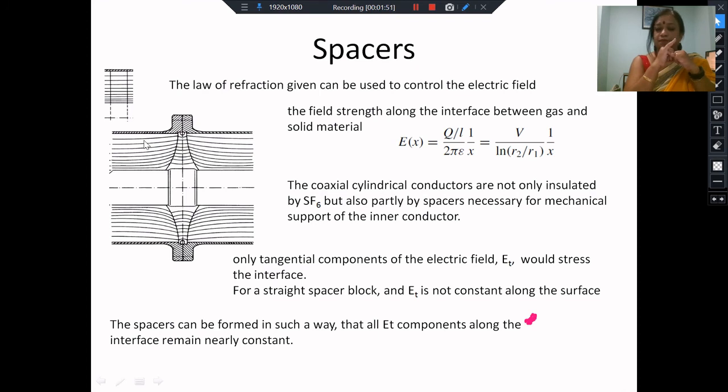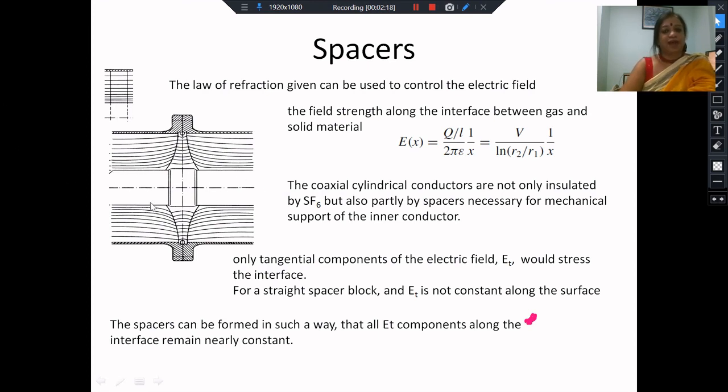Spacers do that. Just as in a transmission line, air is your main insulation for the air insulated transmission line. But you have the transmission towers which hold the lines in place so that they do not sag, to give it the mechanical support. And there you also have to provide insulators to insulate the lines from the transmission tower. A similar thing has to be done here.